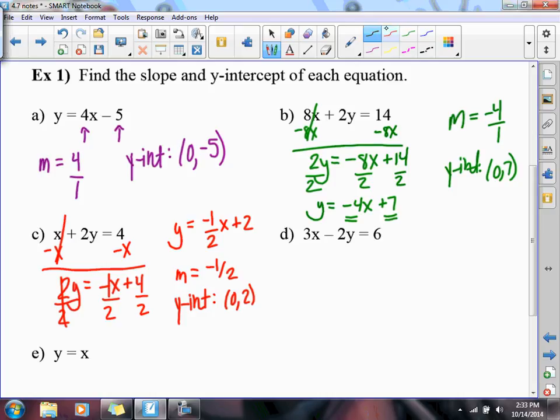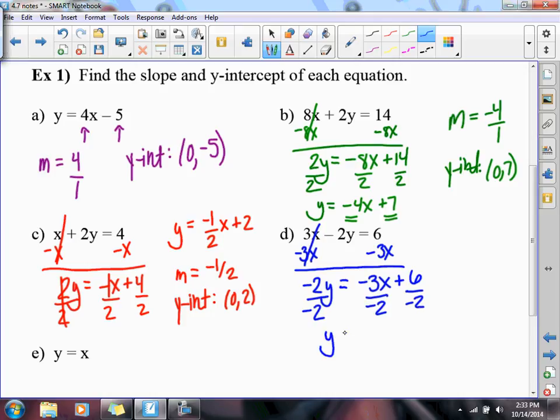In part D, I'm going to, again, solve for y. So I have to subtract the 3x over. I'm going to keep the -2 with the y. And then I'm going to write the -3x first, then the +6, divide everything by the -2.